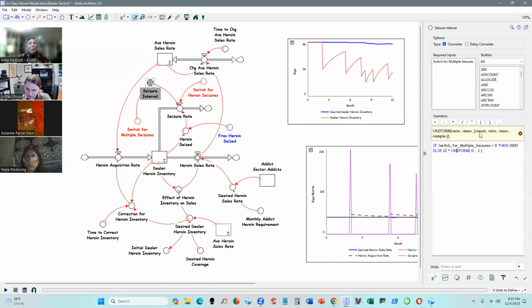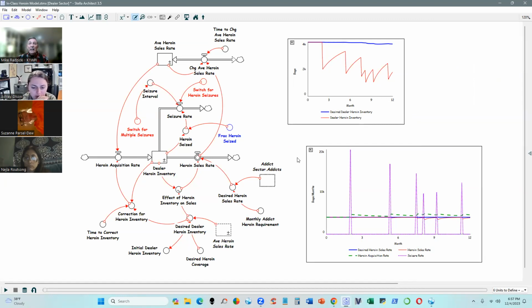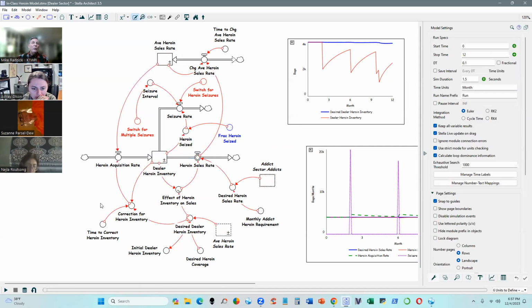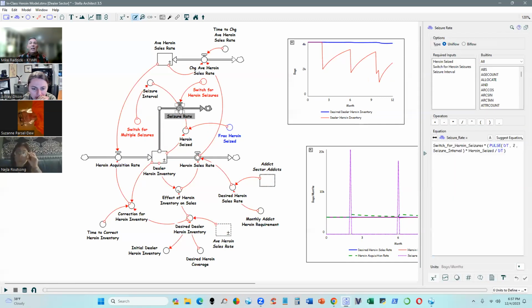Okay. So what we have here is the surprise thing happening, right? And we can have it happen randomly if we want. You know, we could probably, let's see, you probably even have the single one. Heroin seizures, turn it on. Seizure interval.